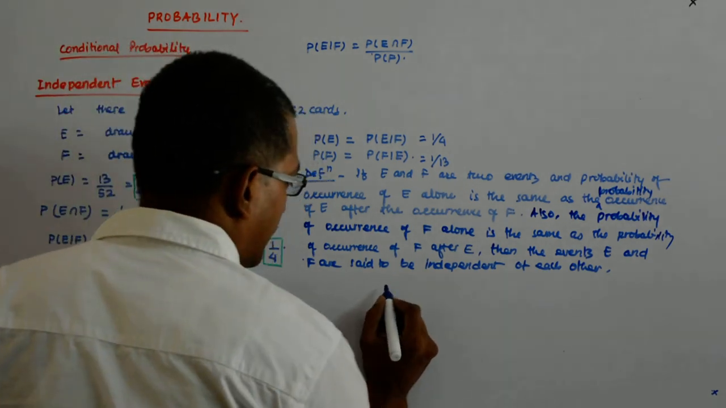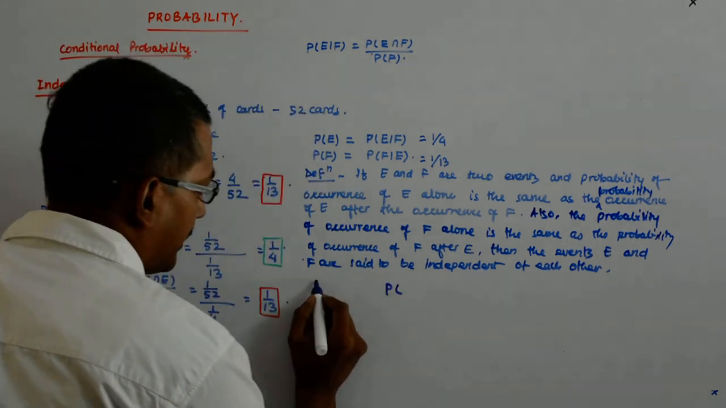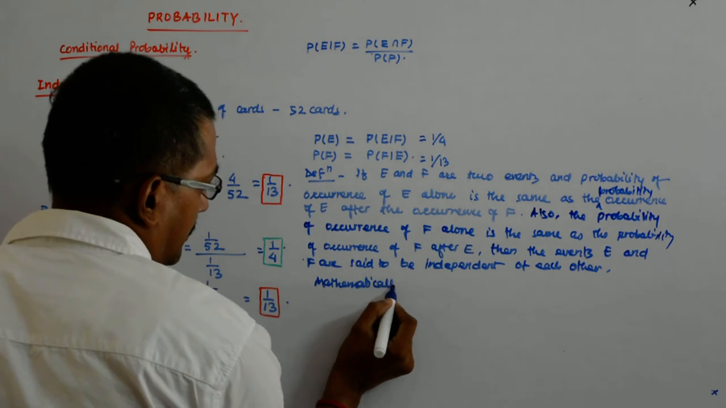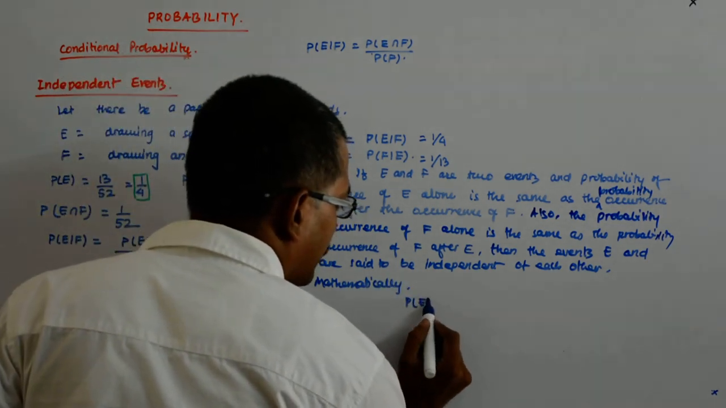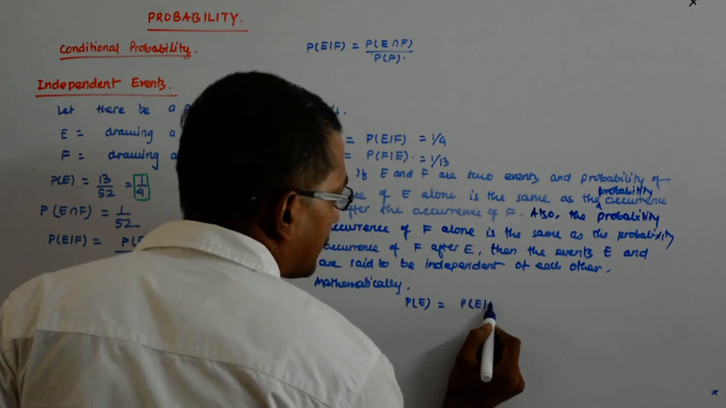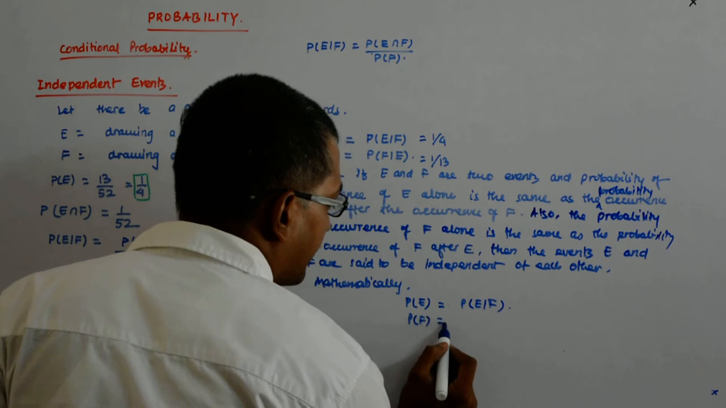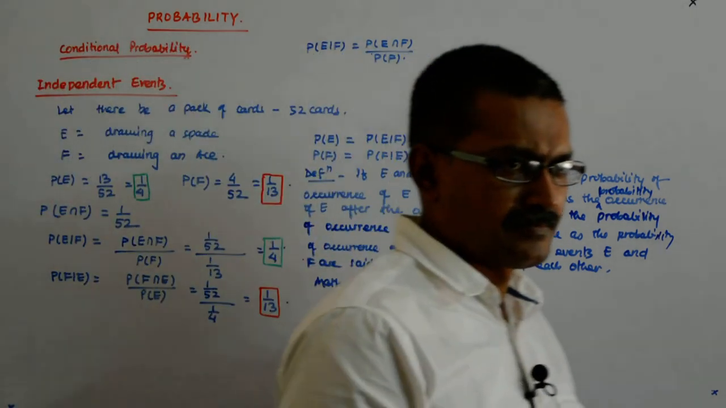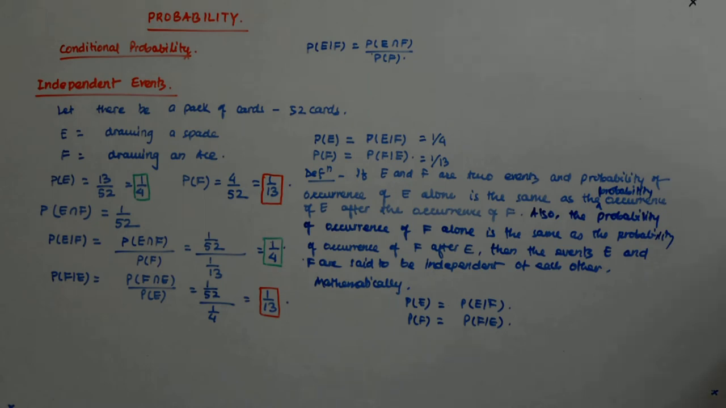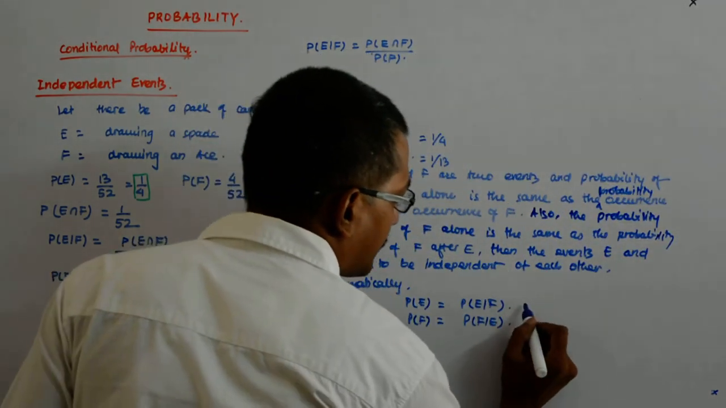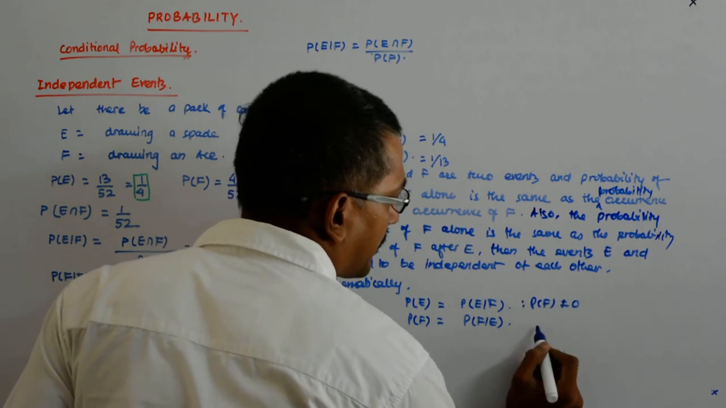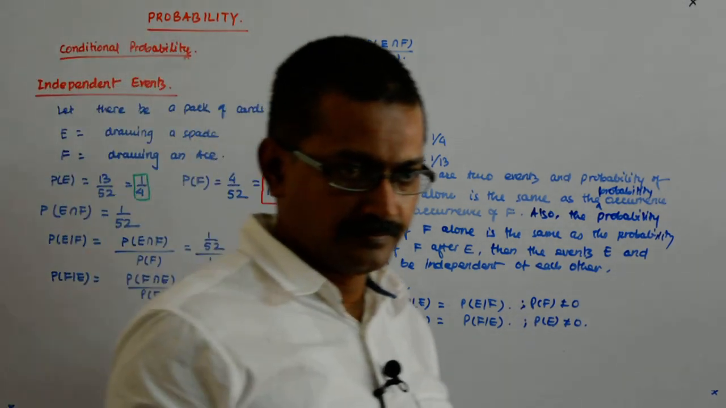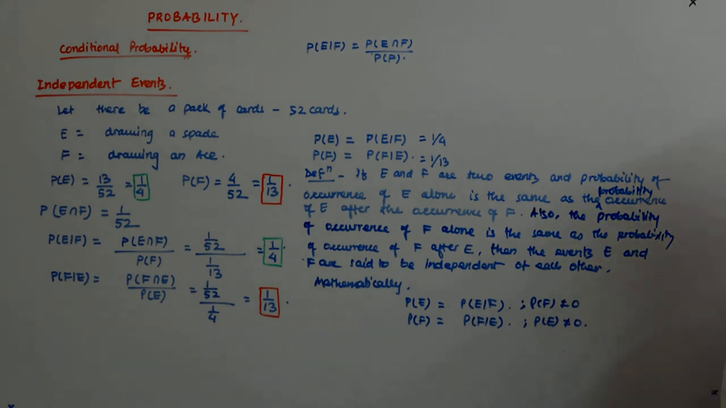So what does it tell me? It tells me that mathematically, the probability of occurrence of E is the same as this, and the probability of occurrence of F is the same as the occurrence of F. Obviously, the denominator should not go to zero. So here, I'll say PF is not equal to zero, and here, PE is not equal to zero. We get the point. These are independent events.